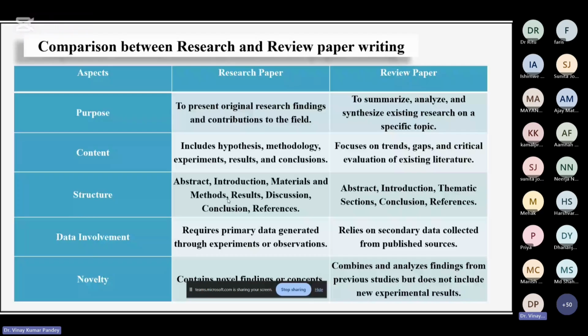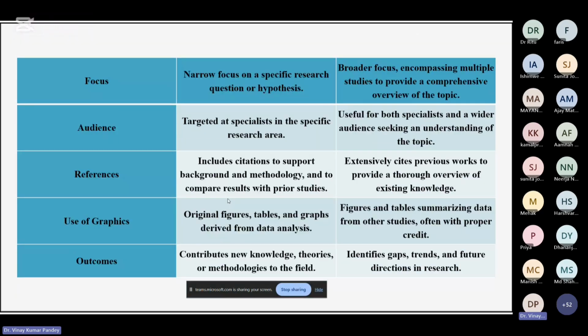I have worked with lots of foreign collaborators, and they stated, first of all, whenever we start working with them, that people are just paraphrasing papers and publishing them. This is illegal, because lots of researchers from abroad have filed cases against some of the authors. So while writing a paper, you have to be very particular about choosing your novelty and your credibility, right? So again, the aspects are purpose, content, structure, data involvement, novelty, focus, audience, references, use of graphics, outcomes.